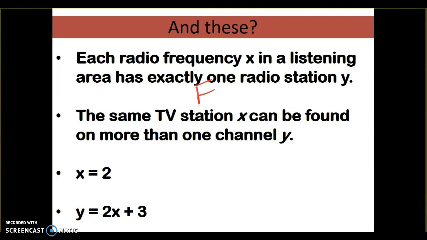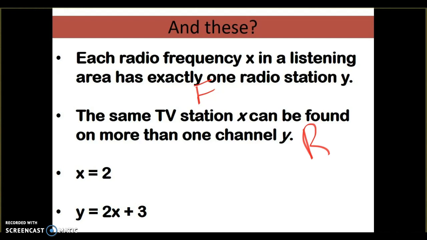If we talk about the same TV station, X can be found on more than one channel. So if I'm going to turn on my TV, can I find KMOV on every single channel or on more than one channel? No, I can only find it on one. So this is going to be a relation. It is not considered a function.